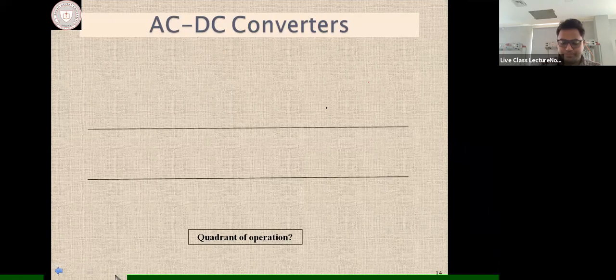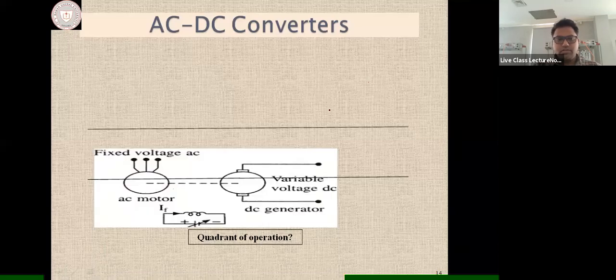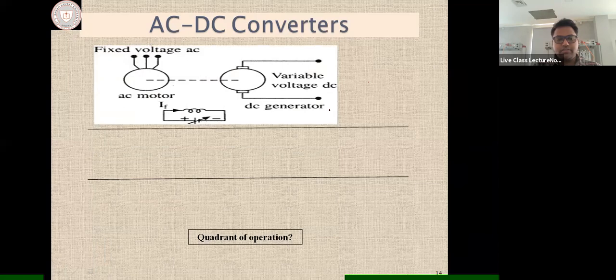So for the AC to DC converters, as we all know, it's called a rectifier, right? And to control the amount of voltage, we need to have control rectifiers. So in the earlier ages where power electronics was not there, the fixed voltage AC was given to an AC motor, whereby it was coupled to a DC generator, and the variable voltage was obtained by changing the excitation field.